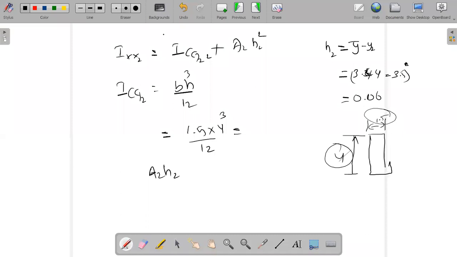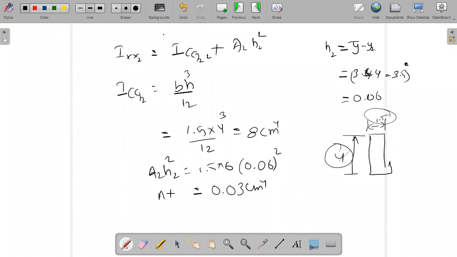Next is A2H2 square. A2 value is 1.5 into 4, that is 6. So this answer is 8 centimeter to the power of 4. Next, area is 1.5 into 6 into this value 0.06, the whole square. This will be around 9 or something. You calculate this value, you will get some small value here because 3.44 minus 3.5 is 0.06. This value is very small, so this whole answer is 0.03.